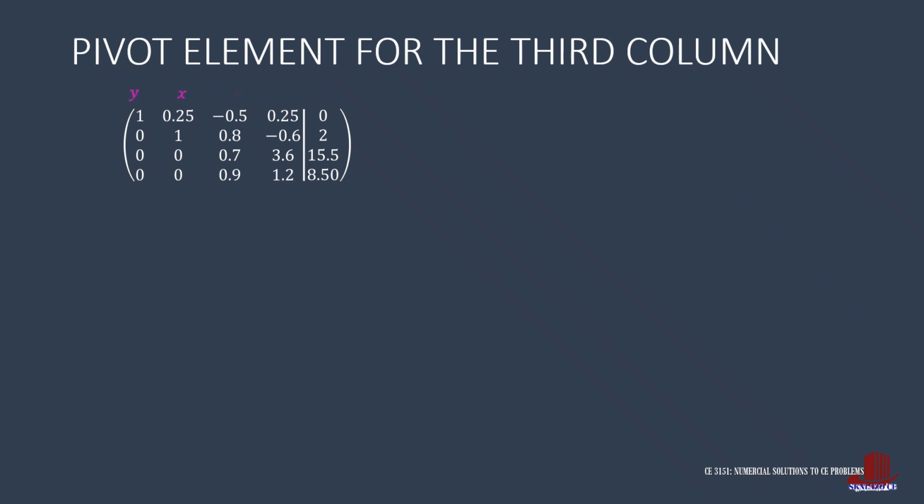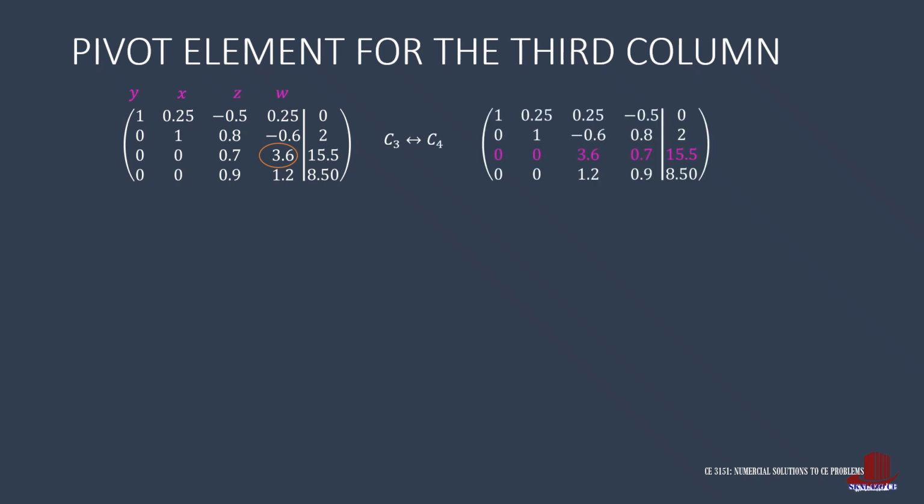Move to the third column and start with the determination of the pivot element from the 4 remaining elements. The highest value is 3.6 from column 4. So we have to swap columns 3 and 4 to position 3.6. The interchange of columns also rearranges the designated variables into y, x, w, then z.